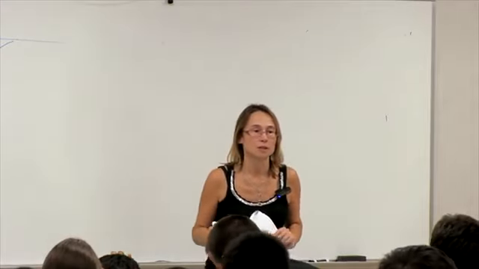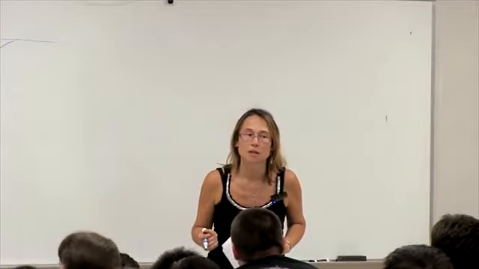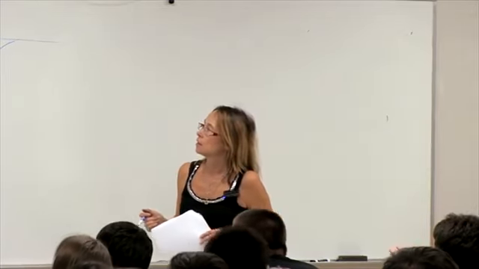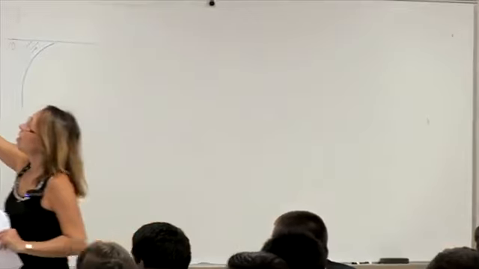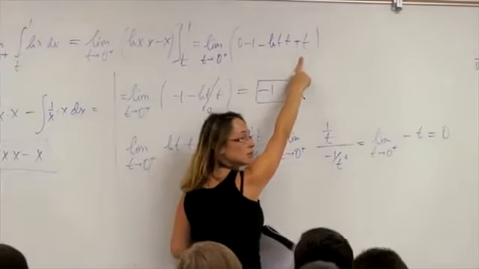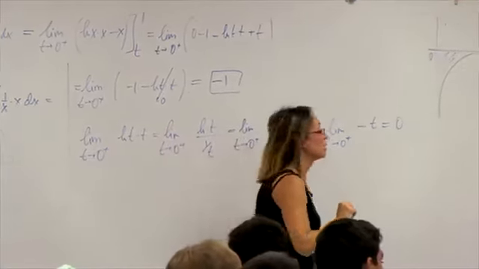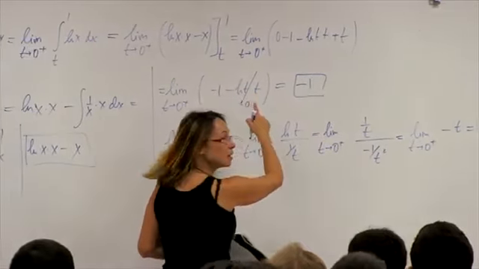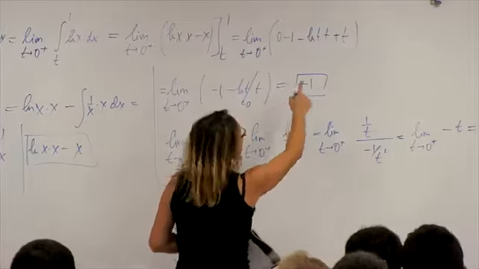Question? I'm kind of confused. Where did the plus t go? Did it just go away somehow? Oh, it's a limit when t goes to 0. So the limit of that guy is 0. But can we just plug in the integral of t times t equals 0? Can you just figure that out?